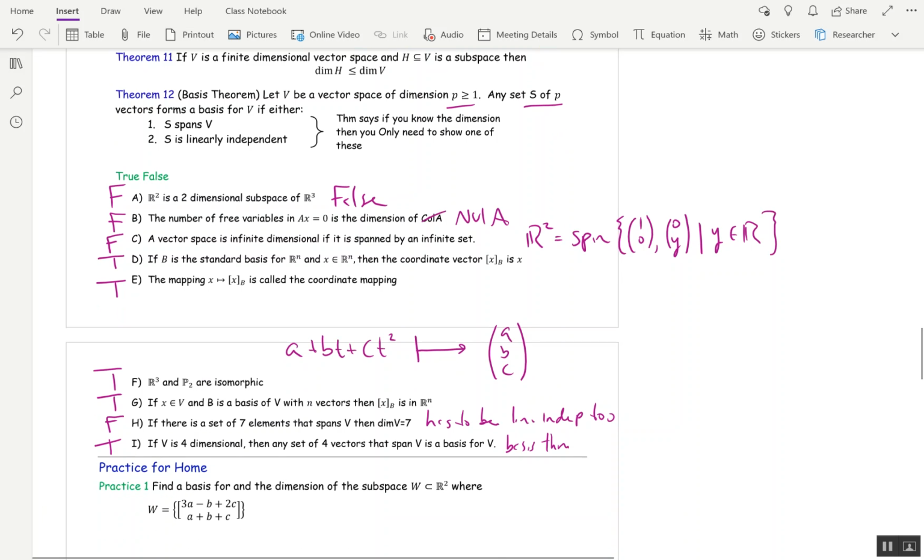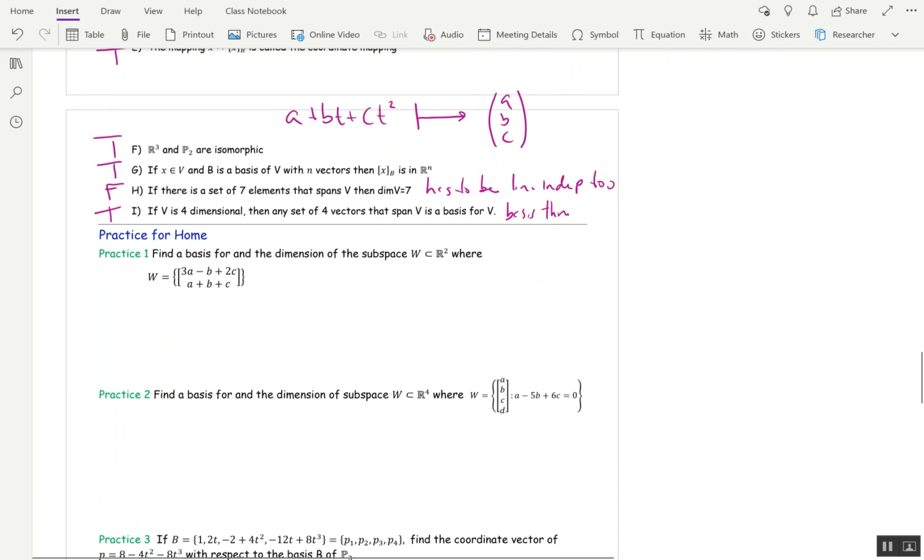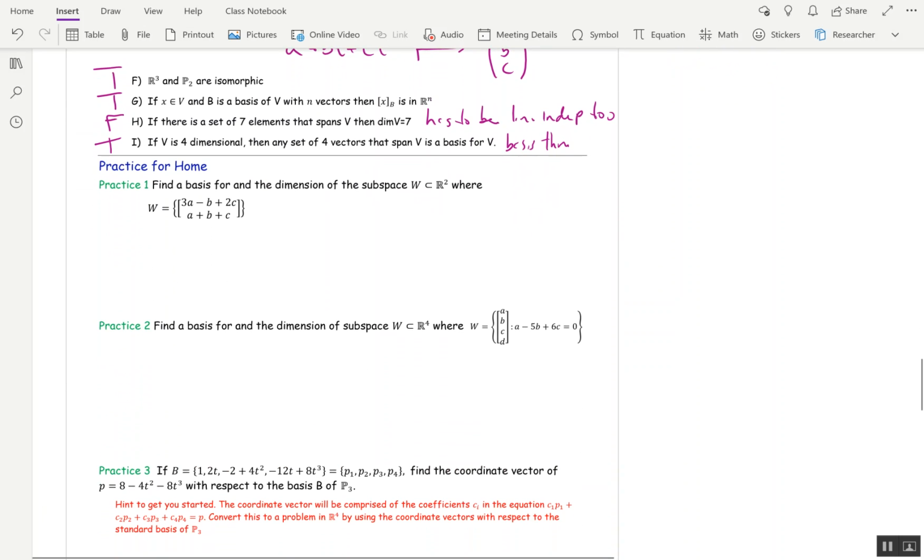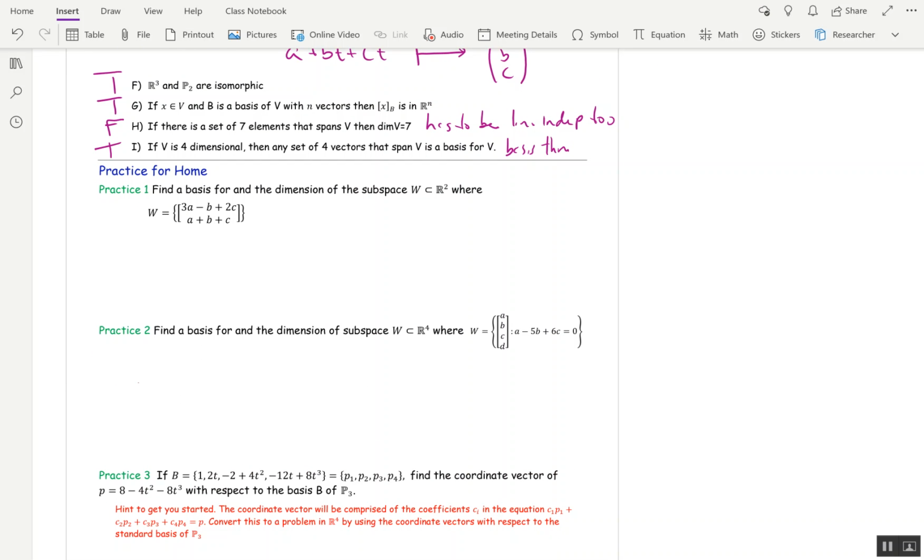All right, and now there's some pretty simple, straightforward problems for you to do at home. One's a col A problem, one's a null A problem, and the other one deals with coordinate vectors. All right, that's a wrap.